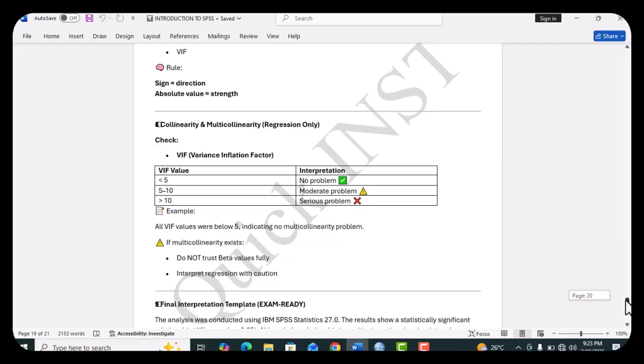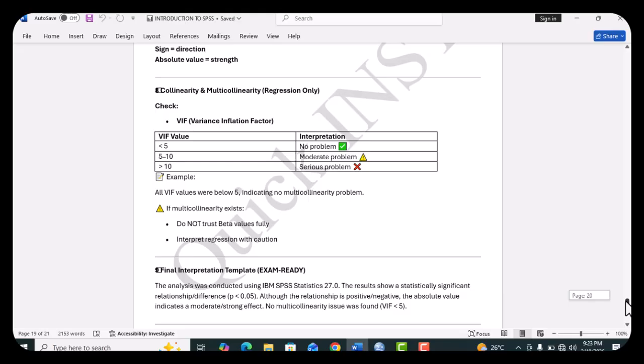If multicollinearity exists, do not trust the beta. That's the regression beta. You do not rely on the beta. So interpret regression with caution when there is multicollinearity.